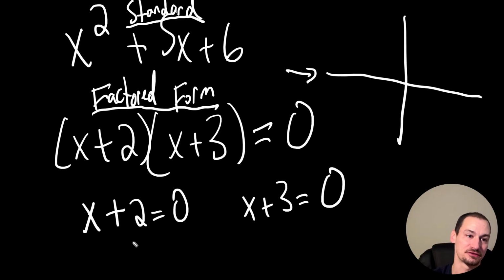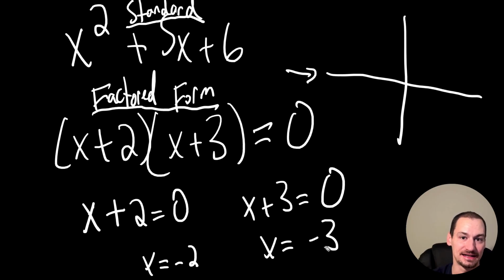And then you solve. So in this case, you subtract 2 from both sides, so you get x equals -2. And in this case, you subtract 3 from both sides, and you get x equals -3. So that means the solutions where it hits the x-axis are 2 and 3. And so if you go to graph this quadratic, it's going to look something like this. And you can see that's a somewhat accurate representation of what it's going to look like.